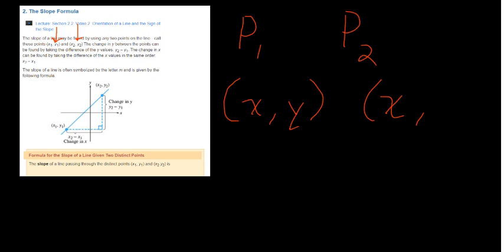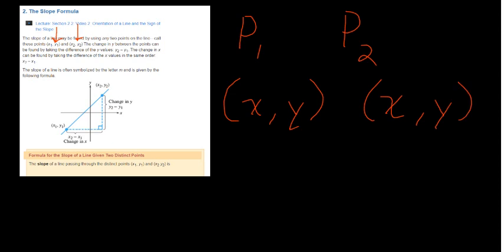We see x1 and y1 and x2 and y2. What this basically means is we're going to have 2 points. We're going to denote them as point sub 1, P sub 1, and point 2, P sub 2. We know that the coordinates of P sub 1 are x and y, and the coordinates over here are x and y.